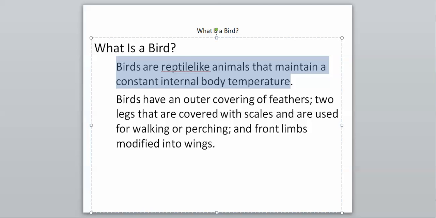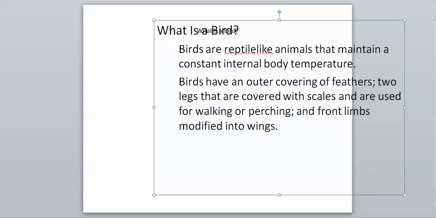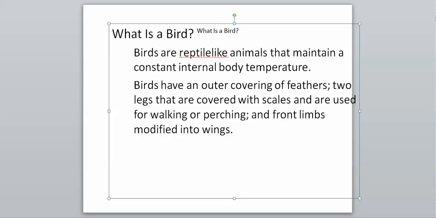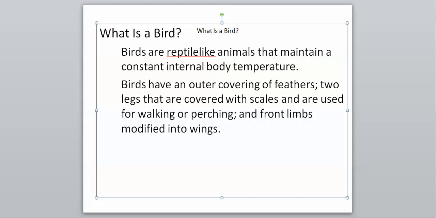And birds have an outer covering of feathers. They have two legs that are covered with scales and are used for walking or perching. Feathers are a big characteristic. Scales kind of sound reptilian, so that's one characteristic that shows how they're related. And they have front limbs that have been modified into wings. Those are our main characteristics of birds. They can regulate their internal body temperature, they have two legs covered with scales used for walking and perching, and they have front limbs that are modified into wings.